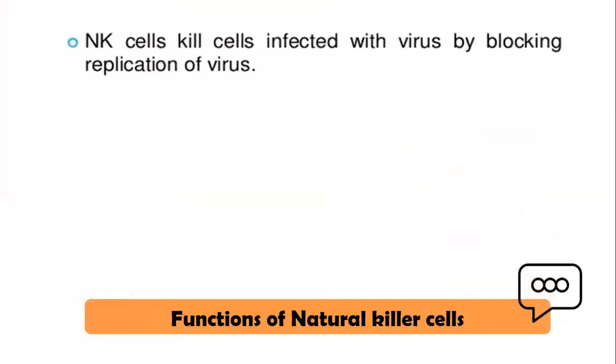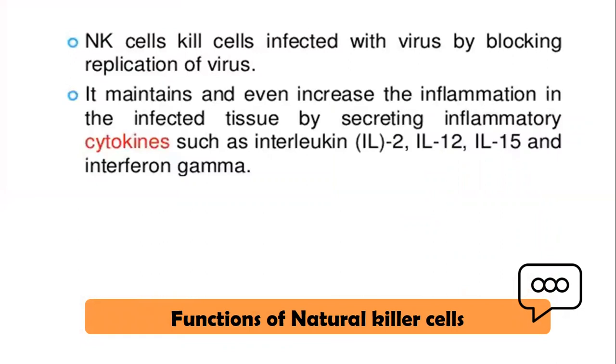Once again, just a recap of the function: NK cells infected by a virus block the replication of the viruses inside the cells, and they increase the production of chemicals called cytokines. These cytokines include interleukin 1, interleukin 2, and interleukin 5. These are basically responsible for informing the rest of the body that there is a virus inside the body, and they kill the virally infected cell as well.